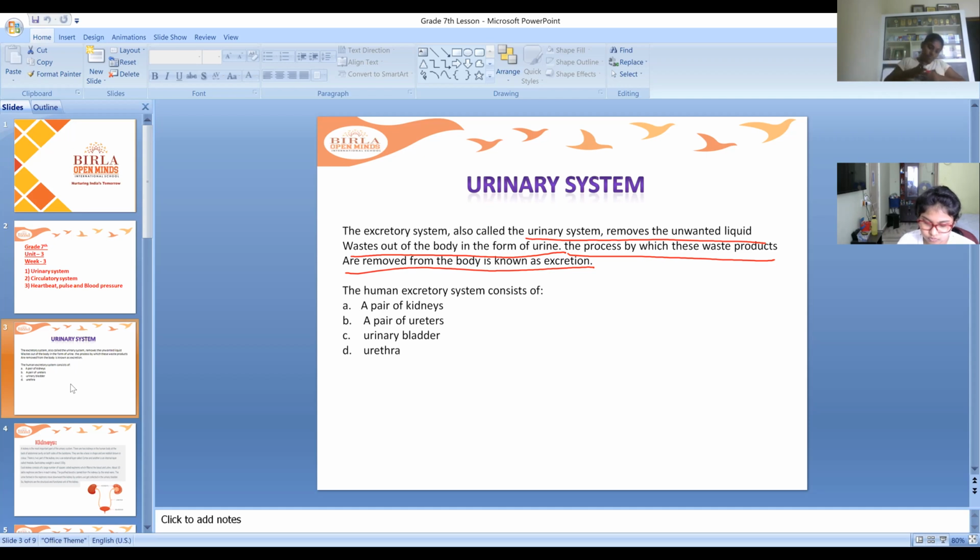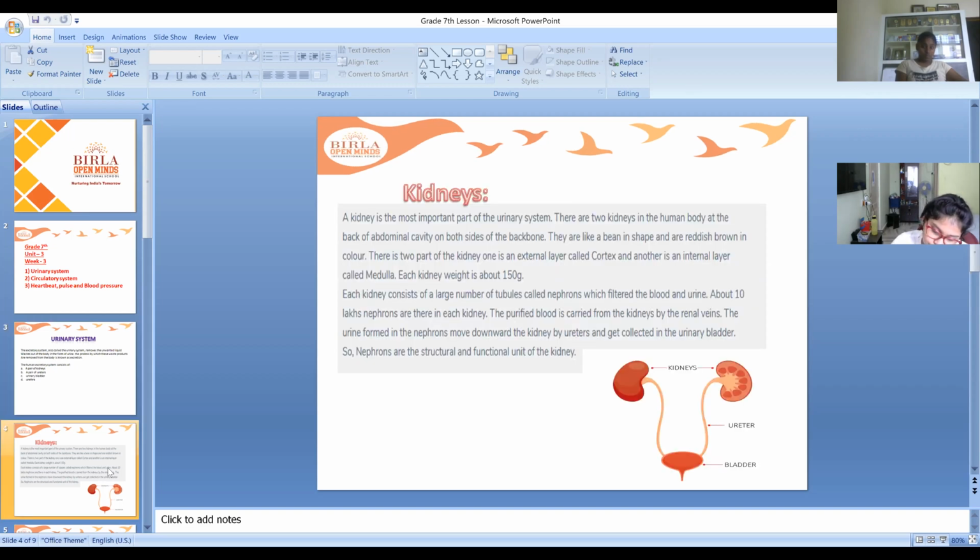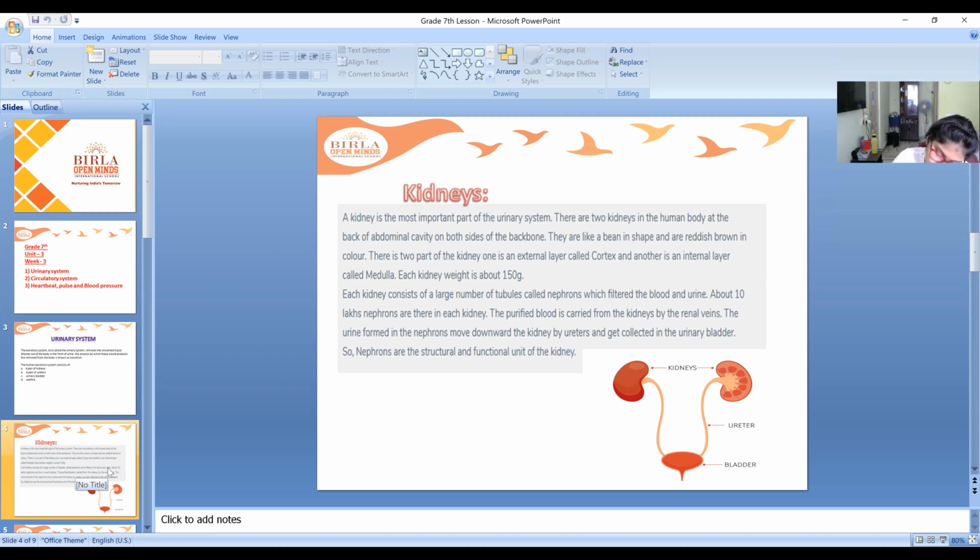So the human excretory system consists of a pair of kidneys, a pair of ureters, urinary bladder, and urethra. I want you to have a look at the picture of the pair of kidneys. Shall I just remove the slide? I hope you have underlined it. Yes, ma'am. Okay. So here, this is the picture of the urinary bladder and the organs, the excretory system, the urinary system.